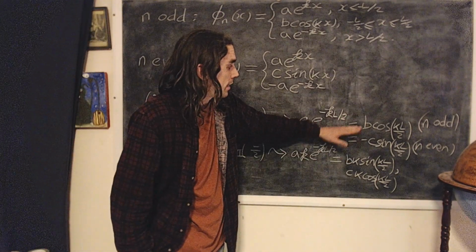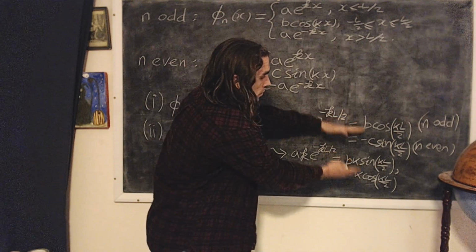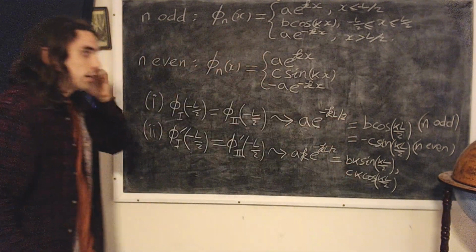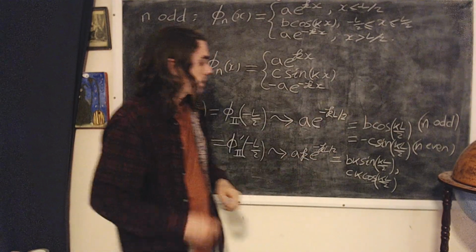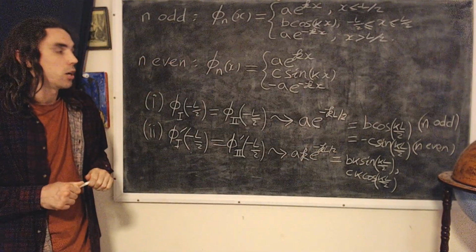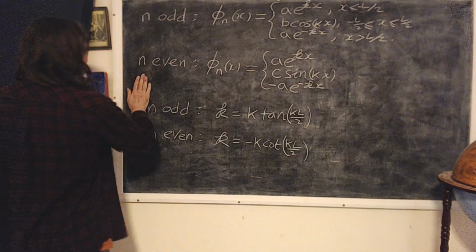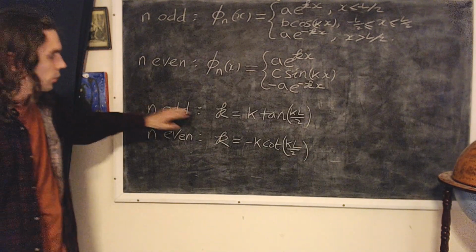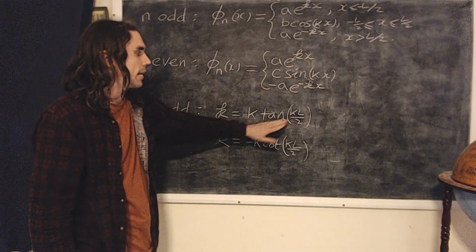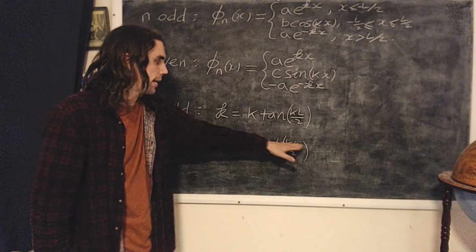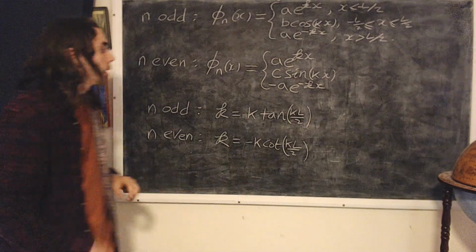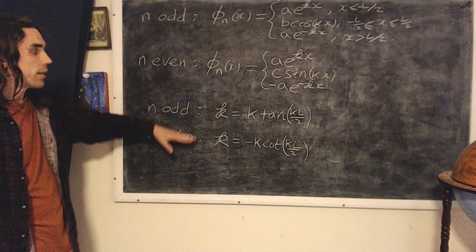Combining each of the expressions, so remember this one goes with this one goes with this one, we'll divide one by the other in each case, and we'll get the following constraint on kappa and k. For n odd, we find that kappa is equal to k tan(kL/2), and for n even, kappa is minus k cot(kL/2), where cot is 1 over tan. So these constraints are the best we can do.